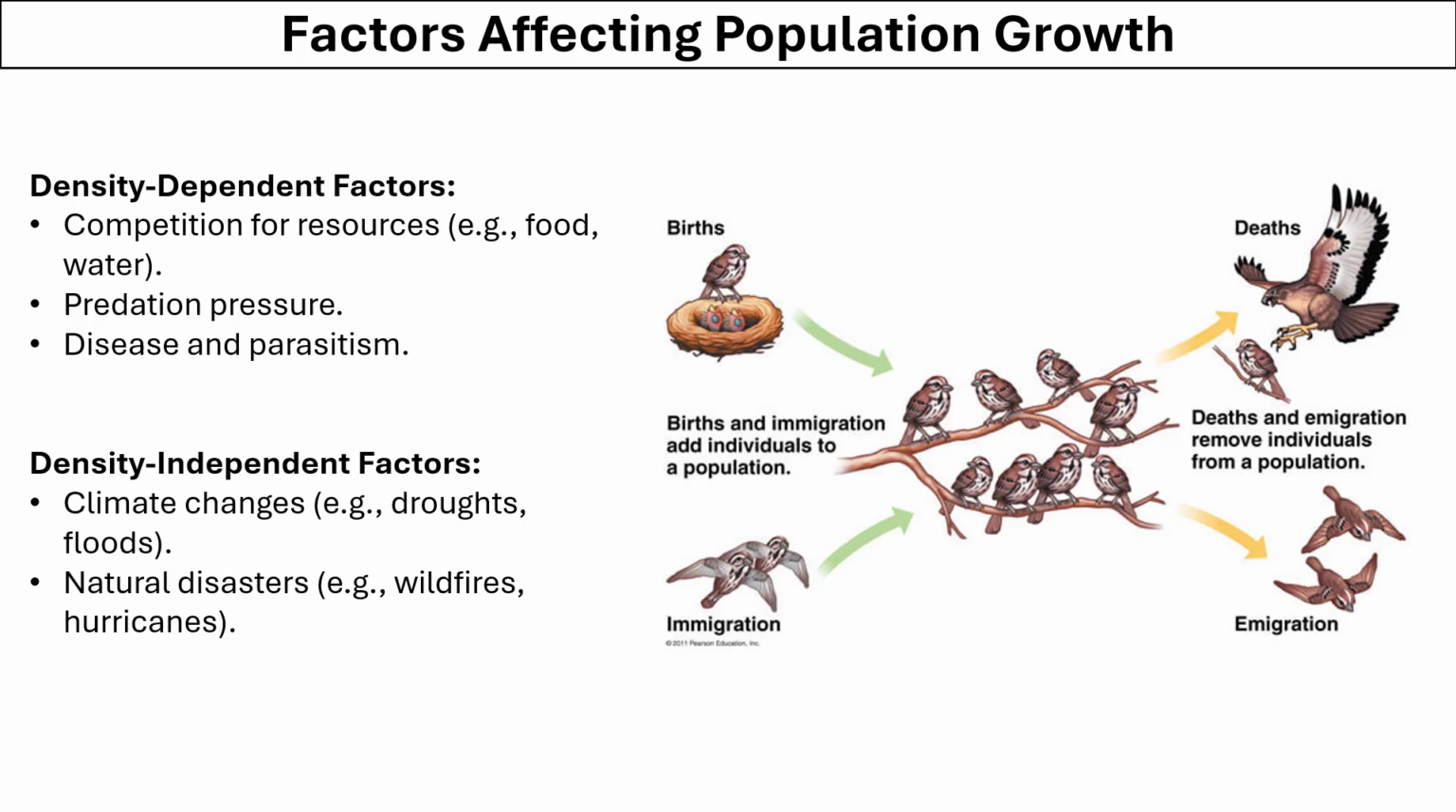Density independent factors include climate. There can be any number of individuals living in an area, but if there is a sudden change in the climate, for example drought or floods, the population growth will be limited. And natural disasters, irrespective of the number of individuals, such as wildfire or hurricane, will affect the population growth of an area.